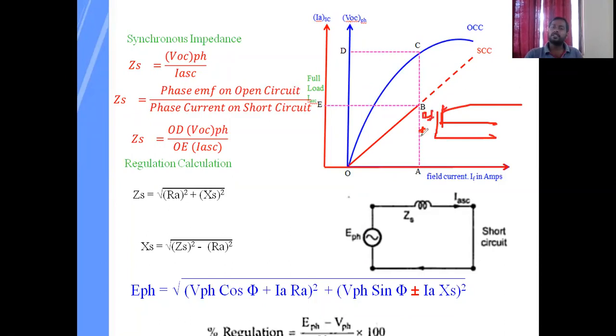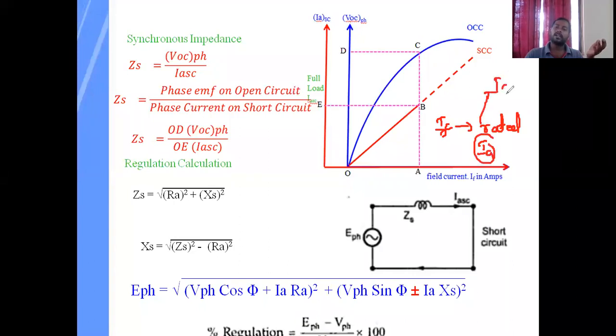So if you conduct the SC test, one axis is field current, and one is short circuit current. If you increase the field current gradually, at a particular field current we will get the rated ISC current. If you increase the field current and rotate the machine, the armature current also gradually increases. At a particular field current, you will get the rated armature current in the form of ISC.